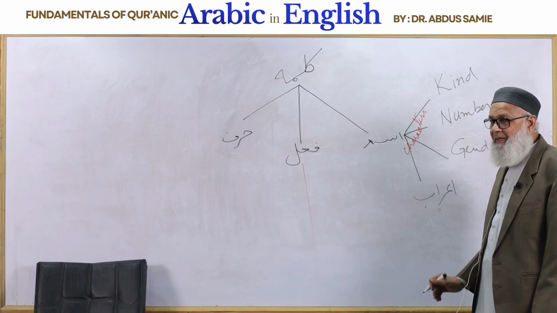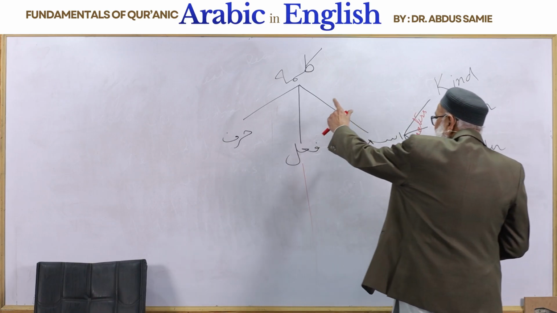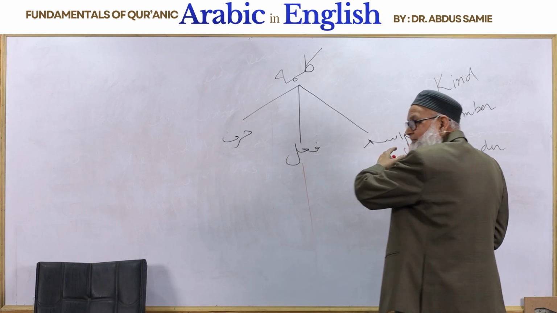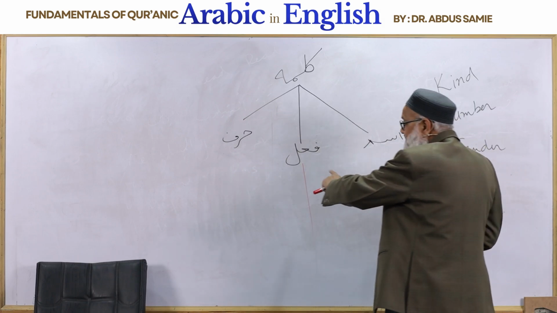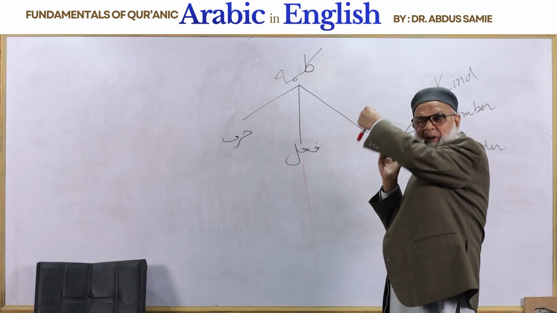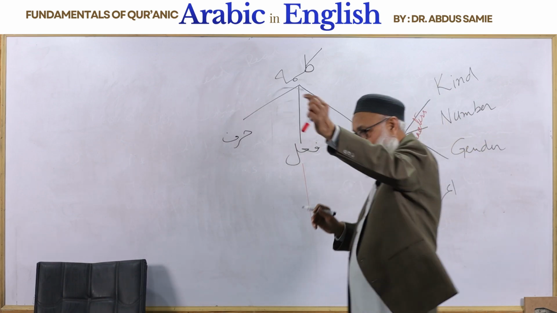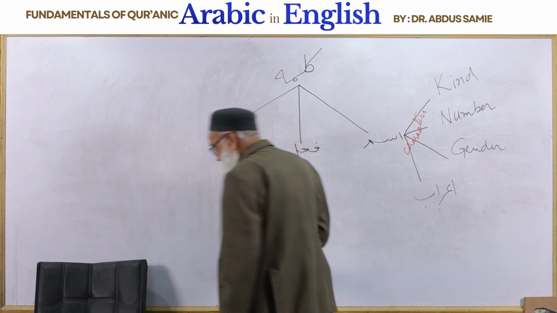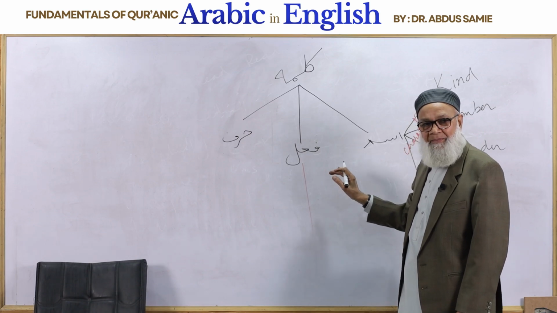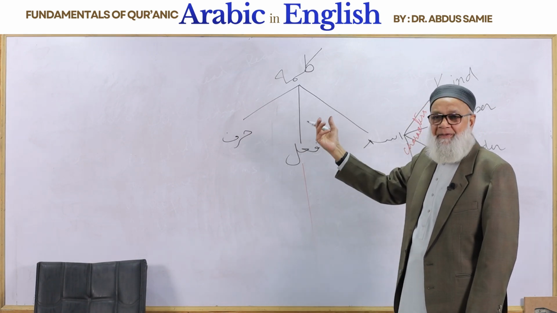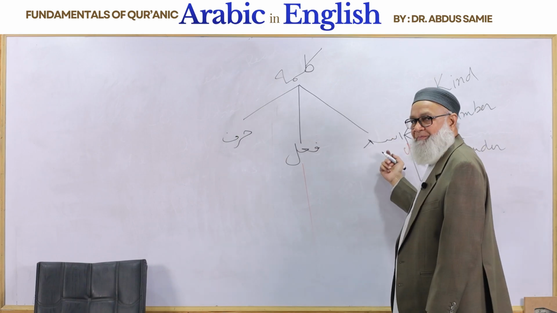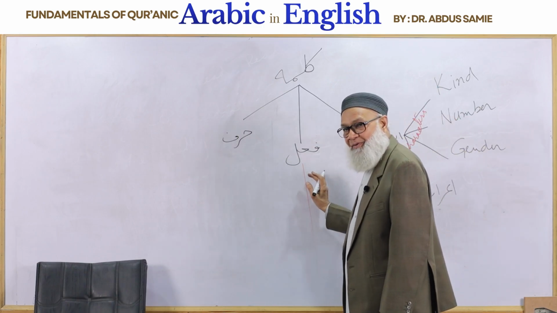Is that clear? Kalima is of three types: ism, fail and harf. Kalima is of three types. Kalima means meaningful word. In Arabic it is called kalima. A kalima may be an ism or a fail or a harf.